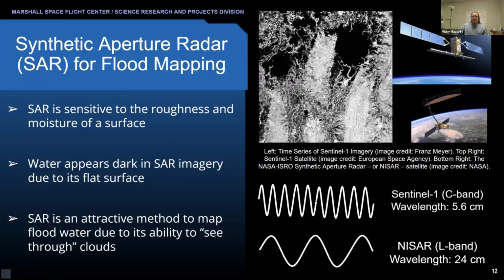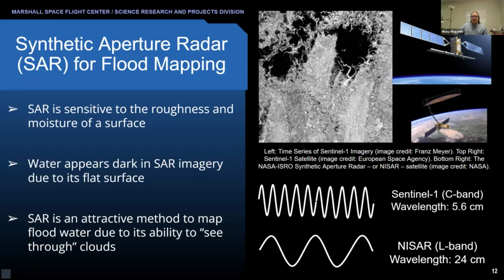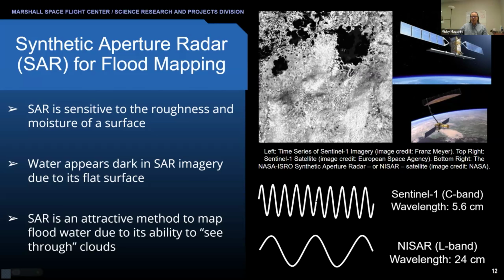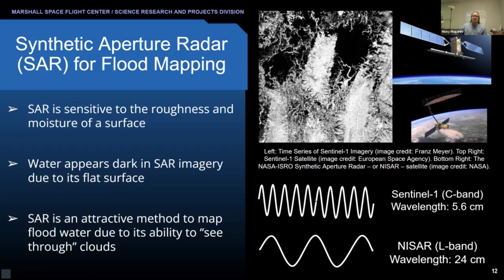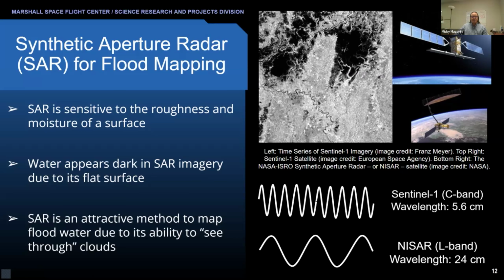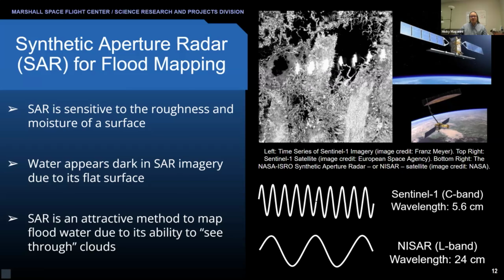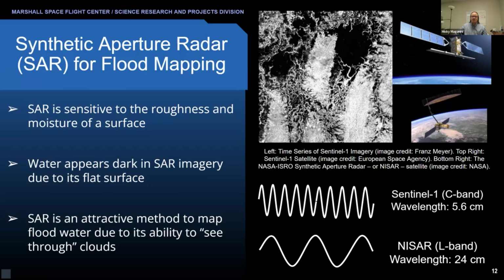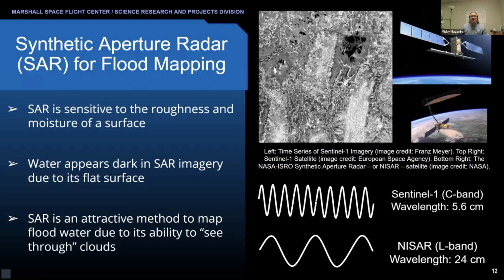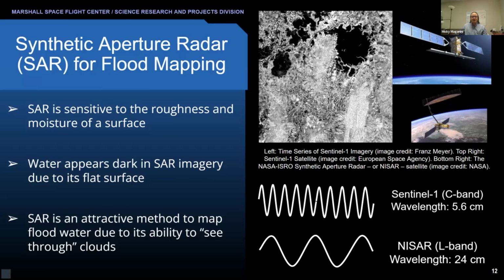So I've shown this just to give you an idea of how much longer the wavelength of NISAR's L-band instrument will be compared to Sentinel-1, which is the current SAR instrument that is available globally. So NISAR's L-band will be 4 times the wavelength, and that will allow us to see flood that is hiding under tree canopy much better. And as was also mentioned, SAR is an attractive method over traditional optical satellites because it can see through clouds, and with these longer wavelengths, it can even see through the trees. Next slide, please.